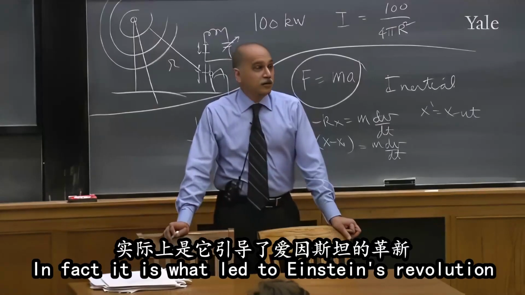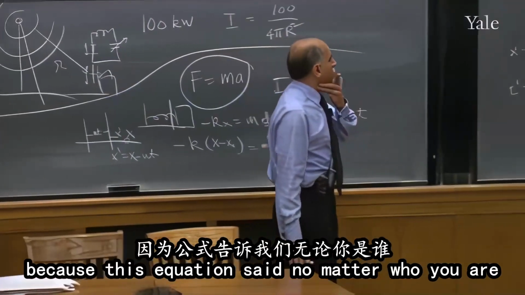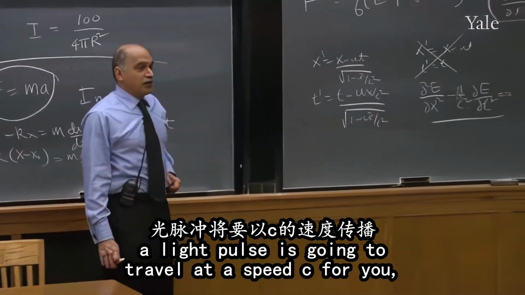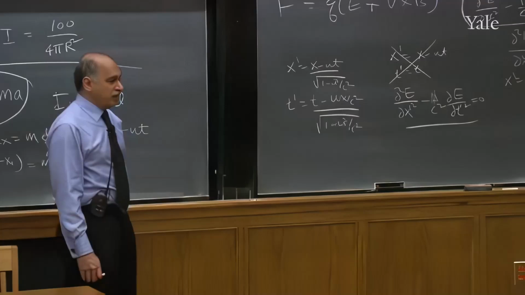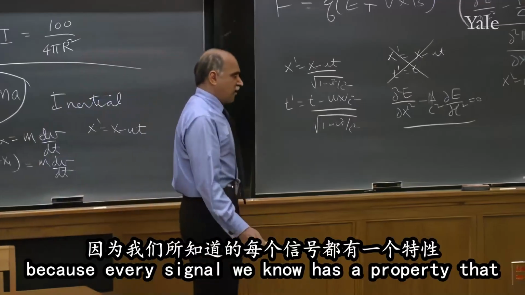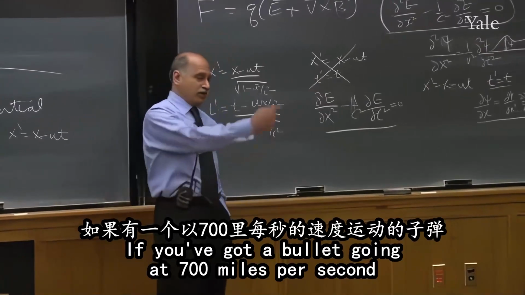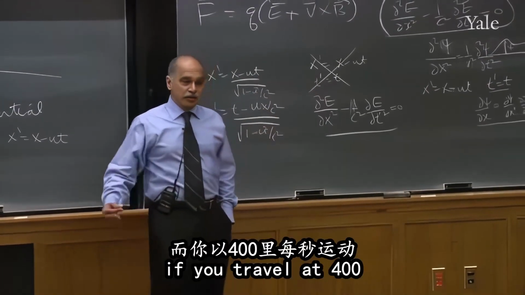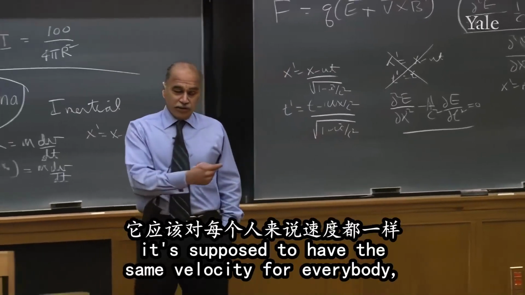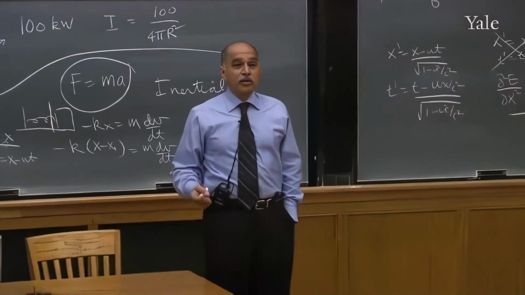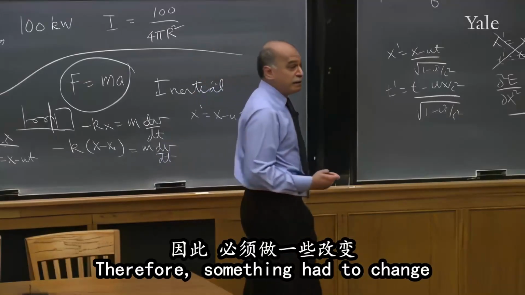In fact, it is what led to Einstein's revolution, because this equation said, no matter who you are, a light pulse is going to travel at a speed c for you, no matter who you are. That's very strange, because every signal we know has the property that if you move along with the signal, its speed is reduced, right? If you've got a bullet going at 700 miles per second, if you travel at 400, you will think it's going at 300. But if it's a beam of light, it's supposed to have the same velocity for everybody. Even those moving in the same direction, or in the opposite direction, doesn't matter.